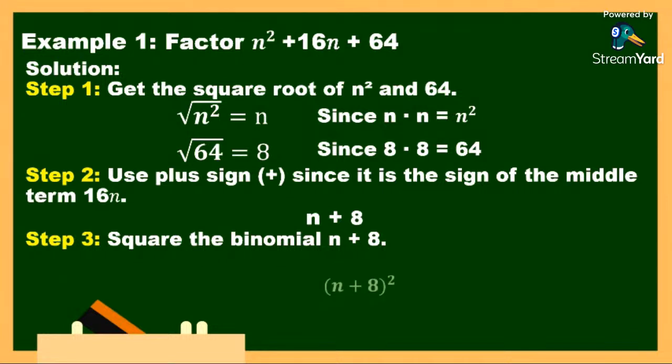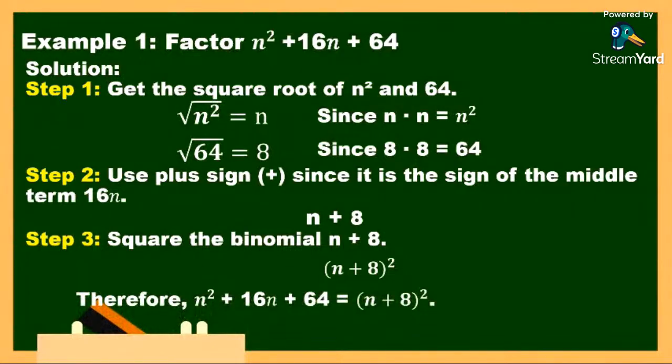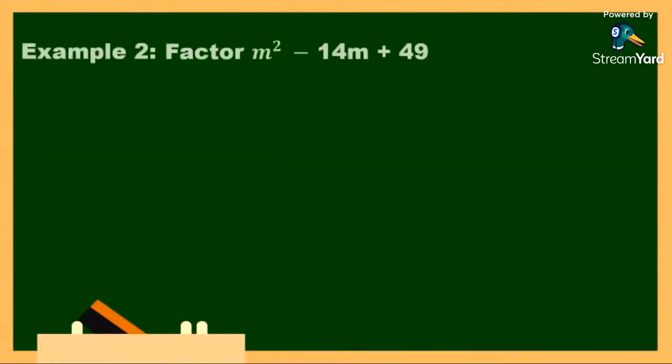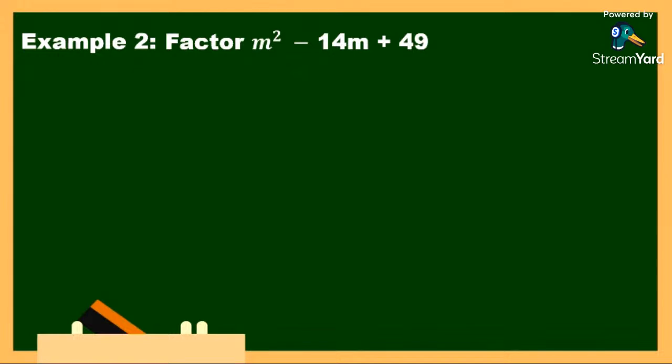Kaya siya magiging the quantity of n plus 8 raised to 2. Therefore, n squared plus 16n plus 64 is equal to the quantity of n plus 8 squared. Let us have another example. Factor m squared minus 14m plus 49.